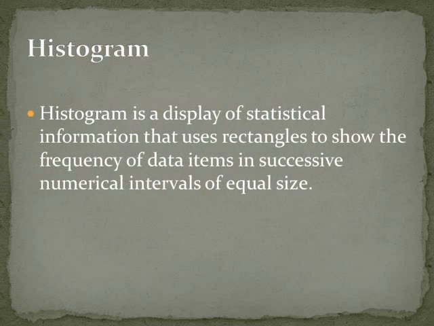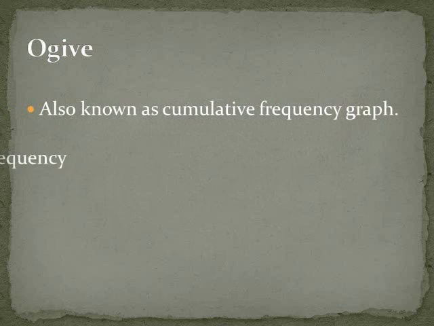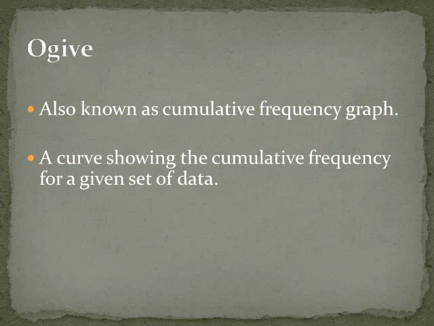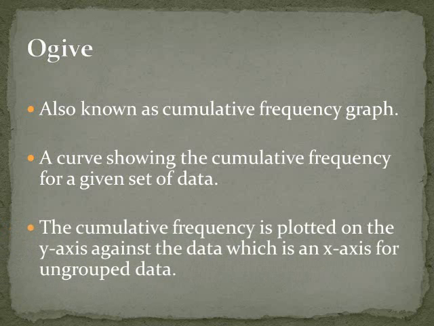Histogram. Histogram is a display of statistical information that uses rectangles to show the frequency of data items in successive numerical intervals of equal size. Ogive, also known as cumulative frequency graph. Ogive is a curve showing the cumulative frequency for a given set of data. The cumulative frequency is plotted on the y-axis against the data, which is an x-axis for the group data.